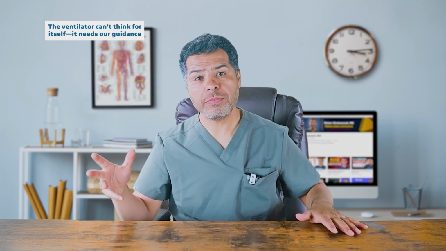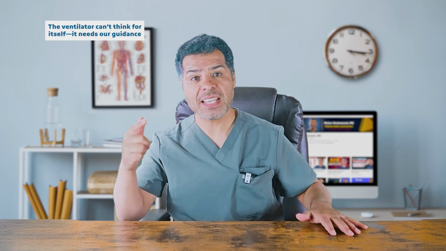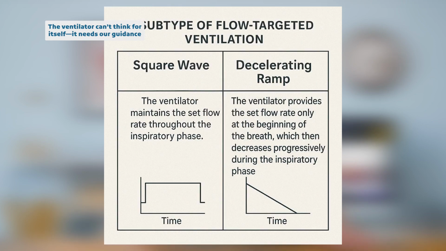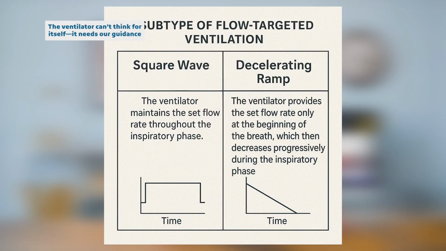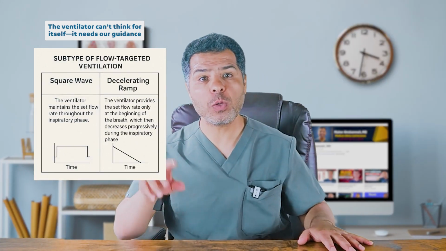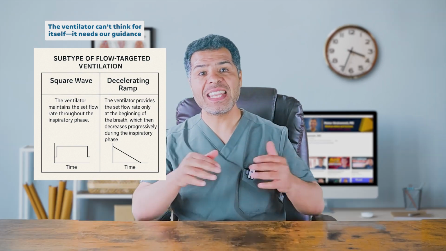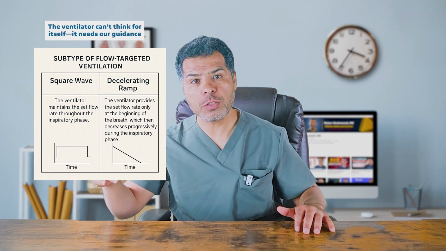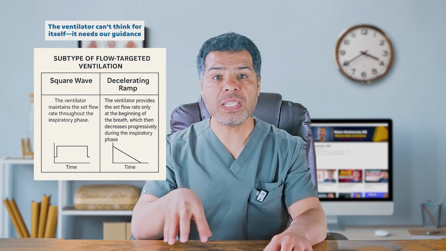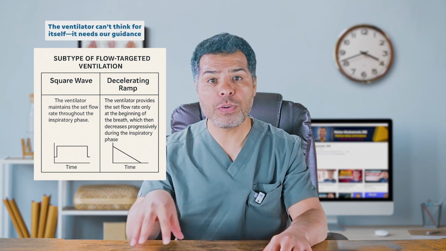In flow target ventilation, we start by setting the desired flow rate. From there, we have two main subtypes based on how that flow is delivered. We can ask the ventilator to keep the flow rate fixed throughout the inspiratory phase, which will result in a square or rectangular flow versus time curve. Or we can ask the ventilator to give the set flow rate only at the beginning of the breath, then let the flow rate progressively drop or decelerate throughout the rest of the inspiratory phase. This will result in a decelerating ramp flow versus time curve.